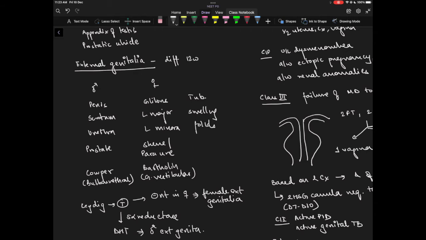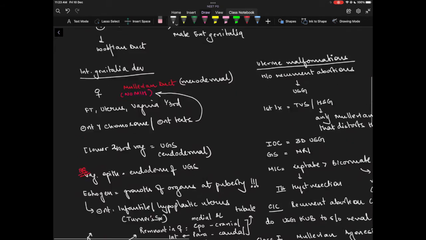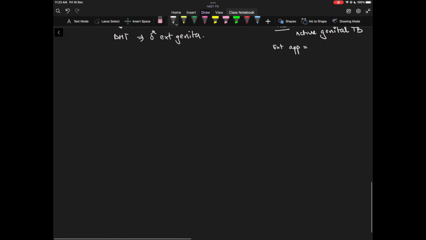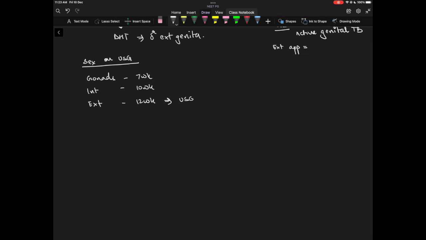Now the external genitalia is differentiated by 12 weeks, while the internal genitalia differentiates by 10 weeks. So when can sex differentiation be made on ultrasound is the question. The gonads, the internal and the external genitalia differentiate by 7 weeks, 10 weeks and 12 weeks respectively, and therefore external genitalia is seen on ultrasound. So by ultrasound we can determine the sex by a minimum of 12 weeks.